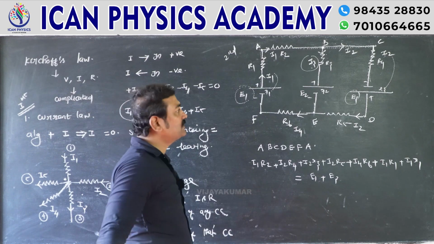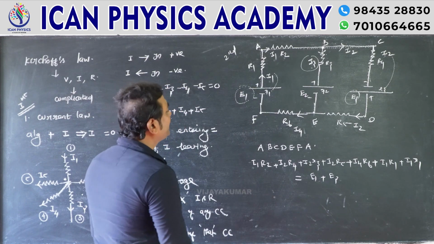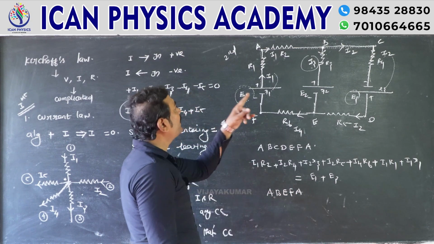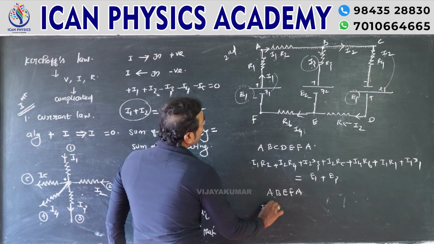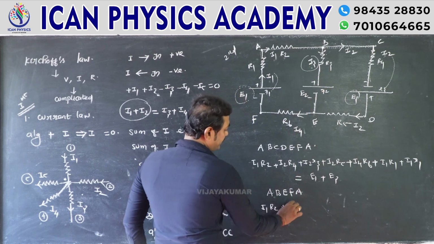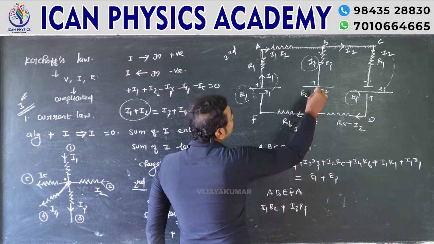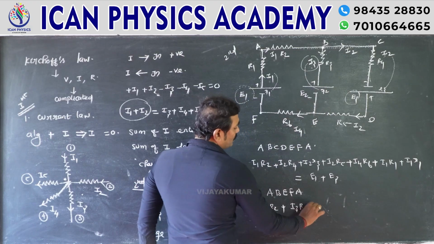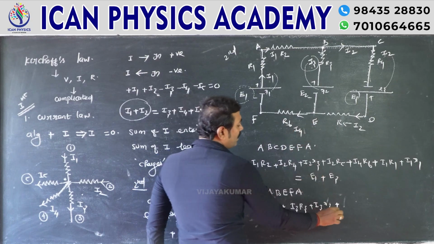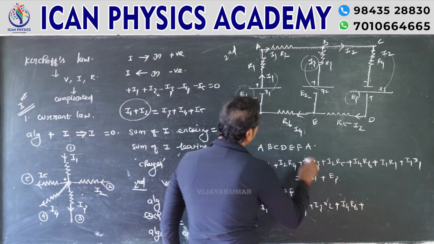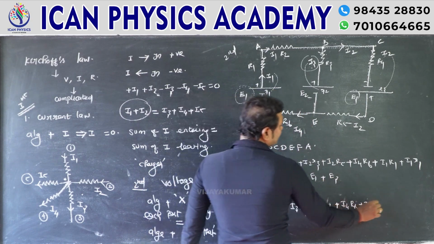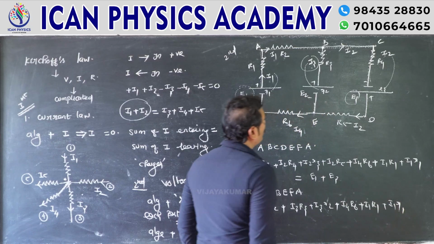Now we are going to the next closed circuit. A, B, E, F, A. So A to B is I1 R2 plus B to E I3 R3, and its internal resistance, so I3 into R2. Here I4 R6. Here I1 R1, and its internal resistance I1 small r1.